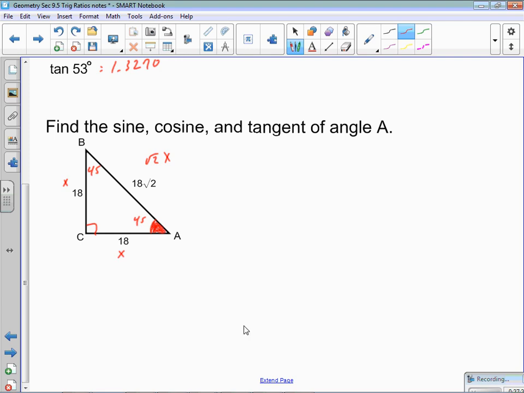So when we look at the sine of angle A, which side is the opposite side? All right, so BC is the opposite. Can't just say 18 because we got two 18s, right? All right, what's the adjacent? C to A. And that would make the hypotenuse B to A.